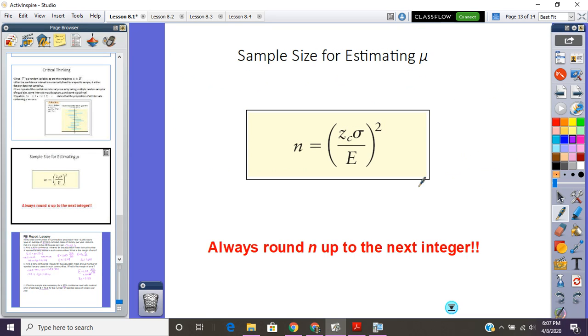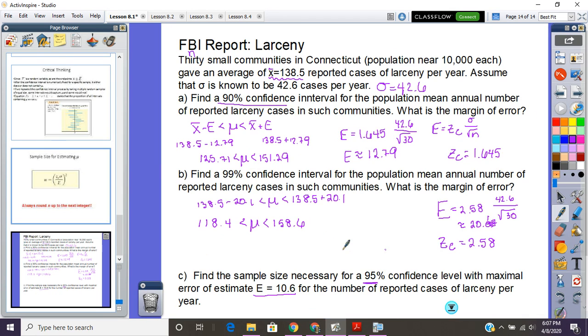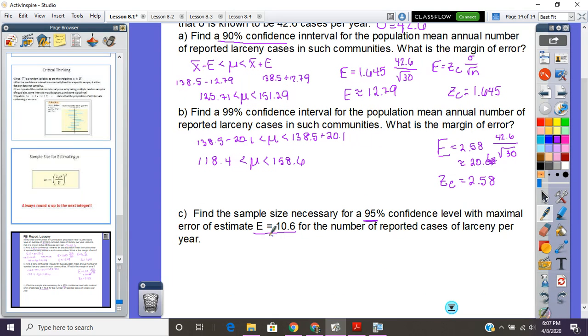So that comes back to this formula right here. So this is our sample size when we need to estimate. So we'll have ZC times sigma divided by our error, and then we'll square that. And we always round up to the next integer. Let's give us a little space here. So n equals ZC times sigma divided by our E and the square of that.